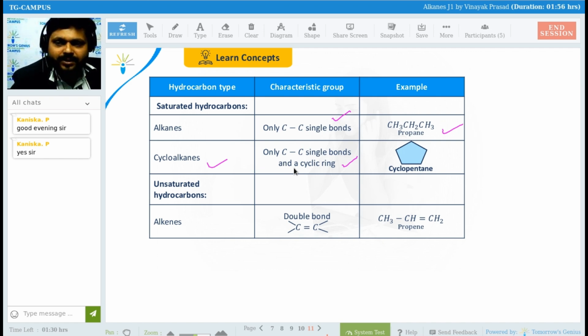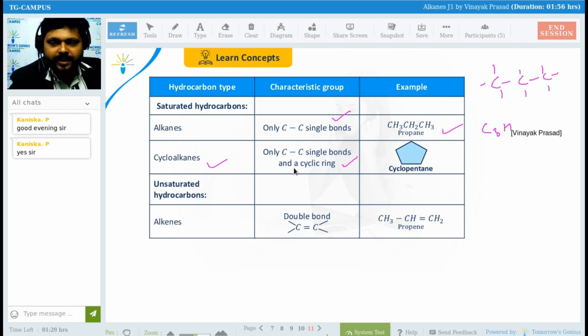And what is the difference? See here. Let's suppose we have a 3 carbon chain, right? So how many hydrogens do we have here? 3 hydrogen, 2 hydrogen, again 3 hydrogen, right, everyone? Any doubt? So the formula will be what? C3 and H, 3 plus 2, 5 plus 3, 8.